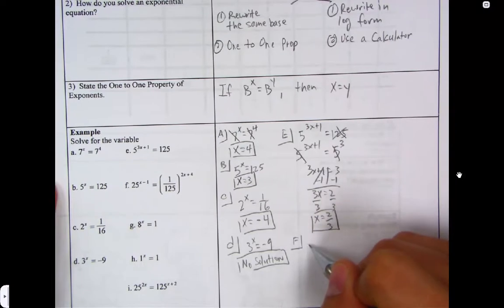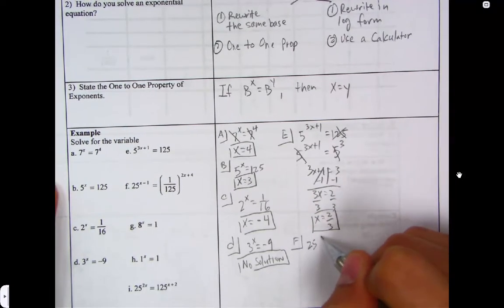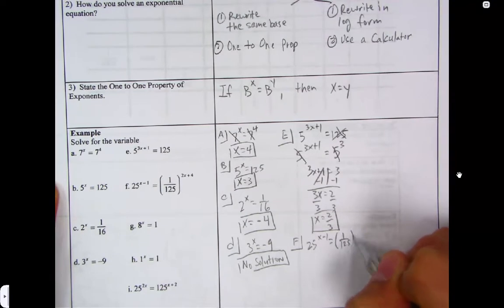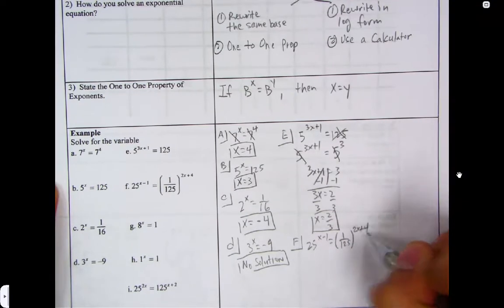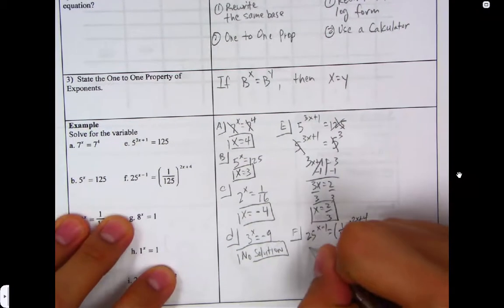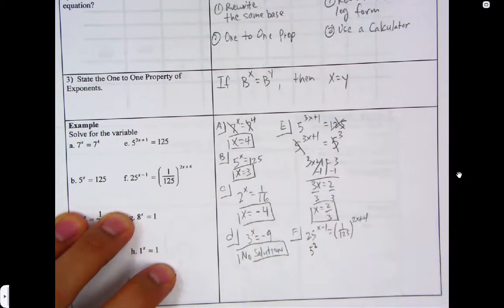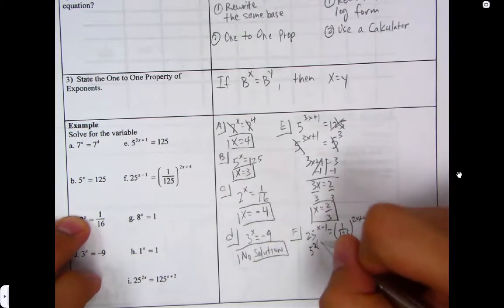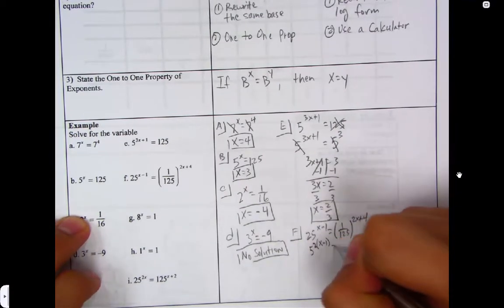F, 25 to the x minus 1 is equal to 1 over 125 to the 2x plus 4 power. So I'm looking at these two bases and I'm thinking, what base can I make it to have the same base? And I'm thinking 5. So 25 is 5 squared. But I can't forget about the exponent. So in the parentheses, I'm going to bring down the exponent.